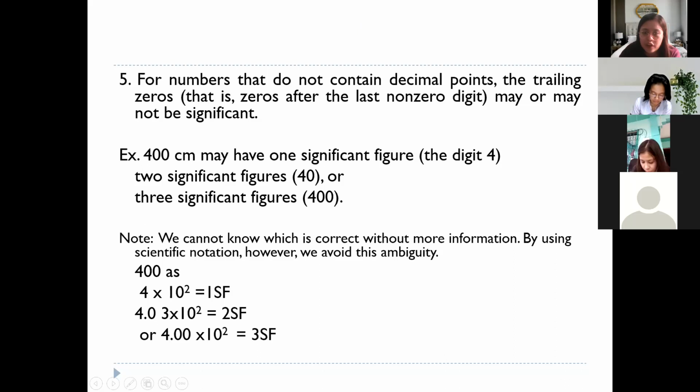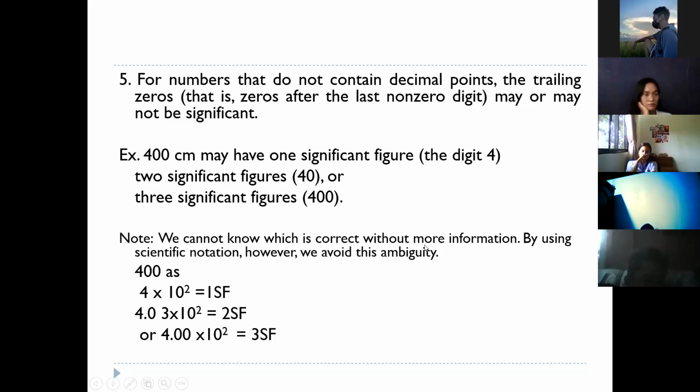So to avoid confusion, ginagawa nila itong scientific notation. Again, to avoid ambiguity. But take note, for us to be uniform class, ang tandaan na lang nato is kapag may decimal point, that's the time we count the trailing zeros as significant. But if walang decimal point, then to avoid confusion again, let's not count the trailing zero as significant. Okay? To make it clear and to avoid confusion.